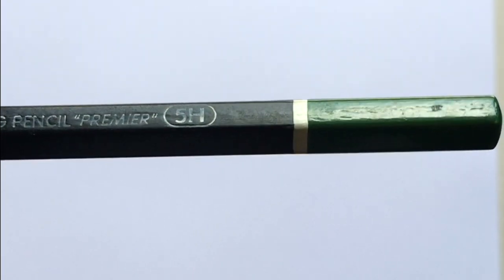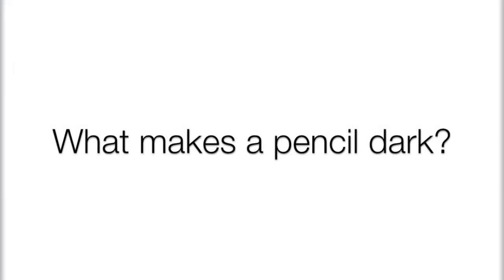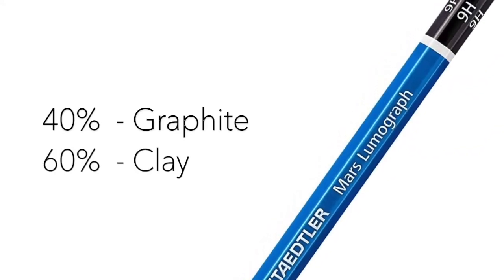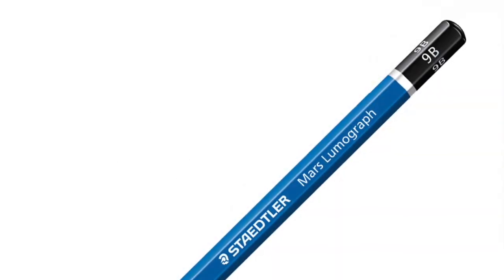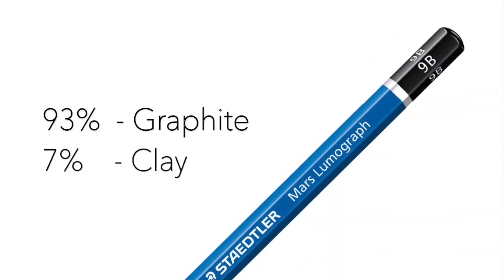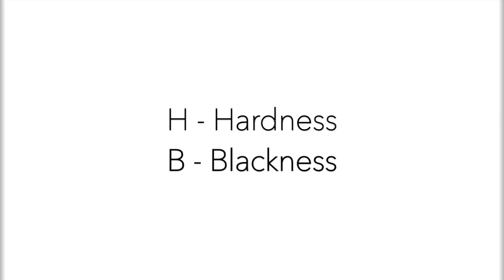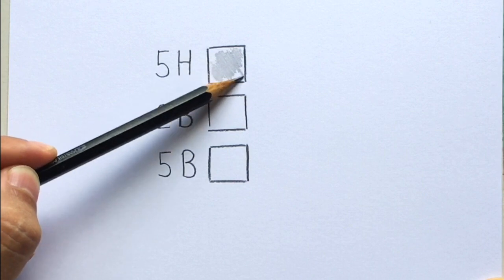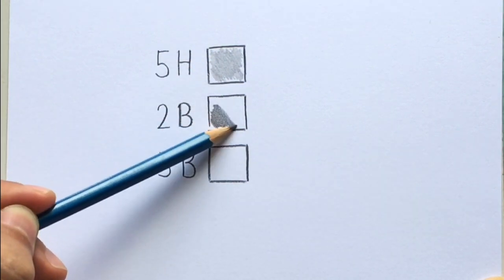This is a 5H pencil. There are harder pencils like this one, but for me personally it's just right. A 9H pencil, for example, consists of 41% graphite, and 9B has about 93% graphite in its lead. H means hardness, and B stands for blackness. So the higher the number in front, the harder or the darker the pencil.